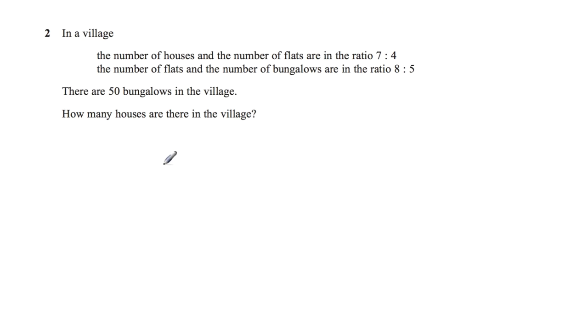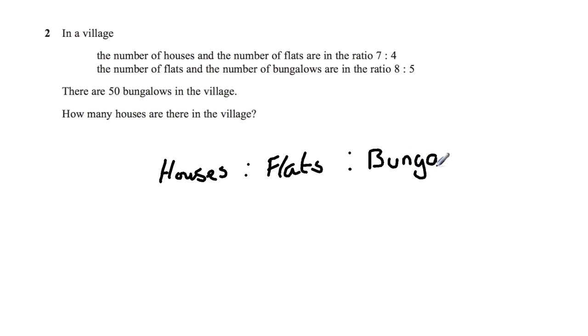So what we have so far is houses. We have flats. And we have bungalows. The ratio of houses to flats is 7 to 4. The ratio of flats to bungalows is 8 to 5.